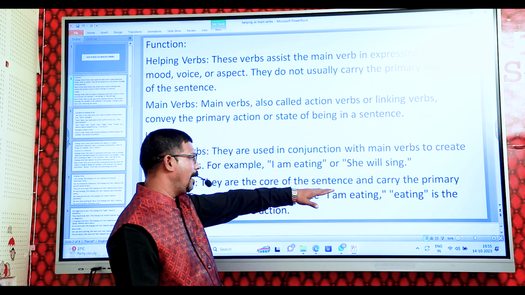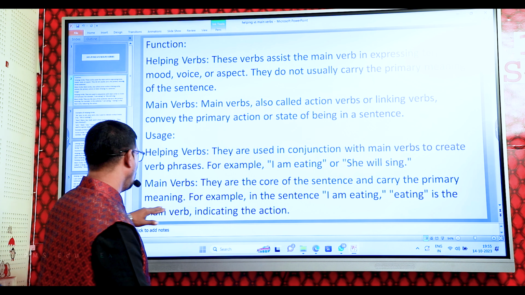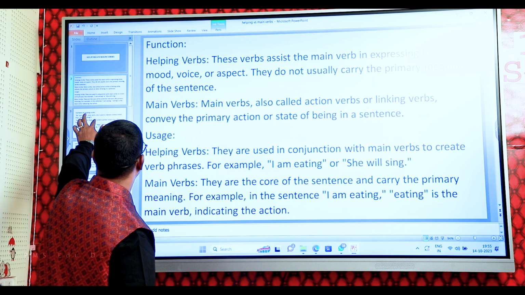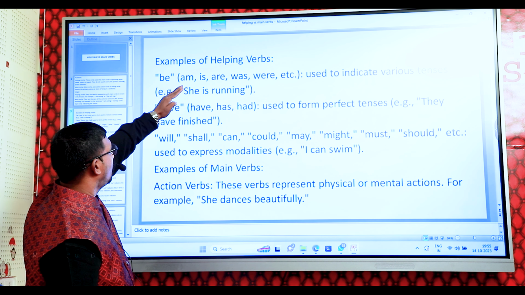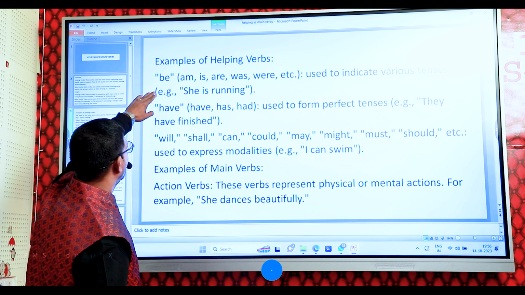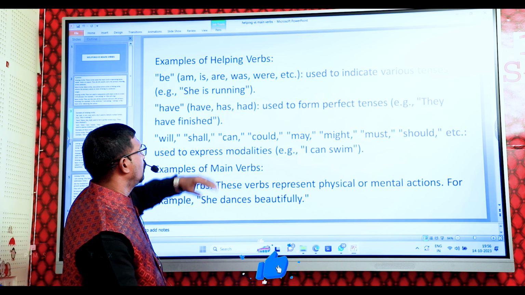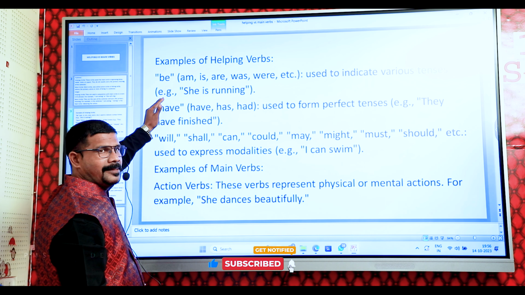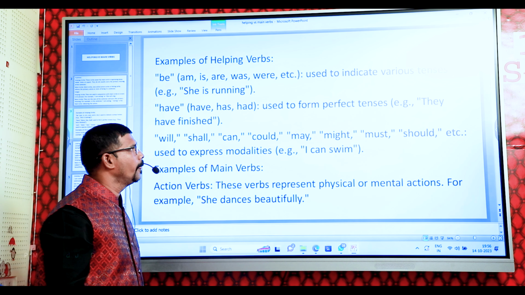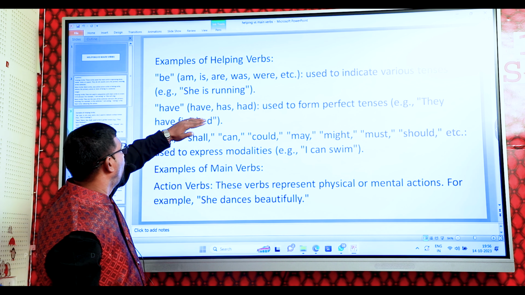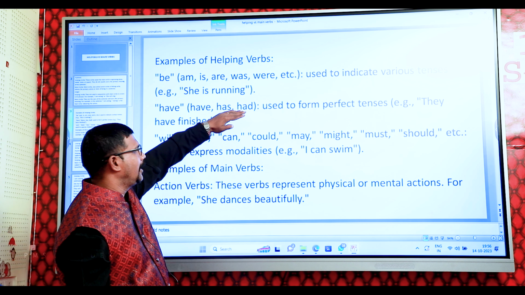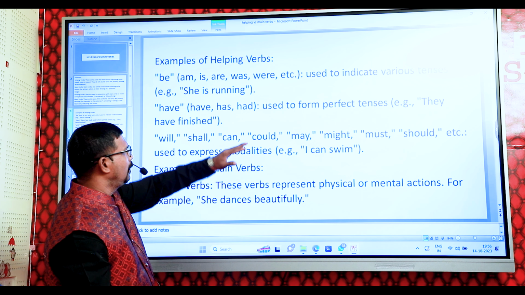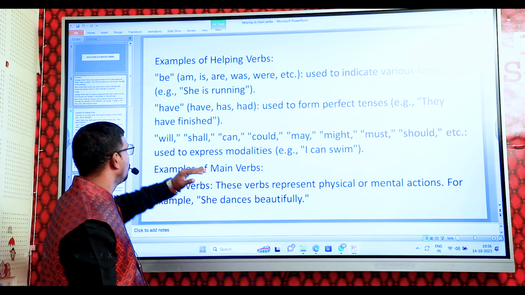Examples in the sentence, I'm eating. Eating is the main verb indicating the action, as I explained. Examples of helping verbs. Be verbs: am, is, are, was, were, etc., used to indicate various tenses. Example, she is running. Have, has, and had are used to form the perfect tense. Example, they have finished.